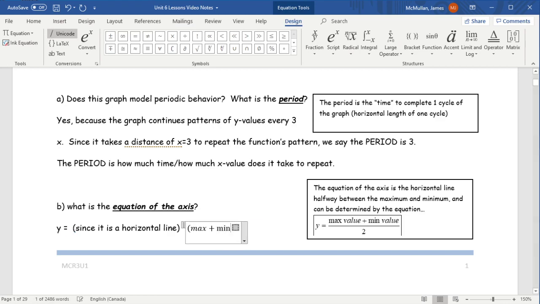I don't know why it's doing that. Divided by 2. Oh boy. Okay, so that's how you find the axis.